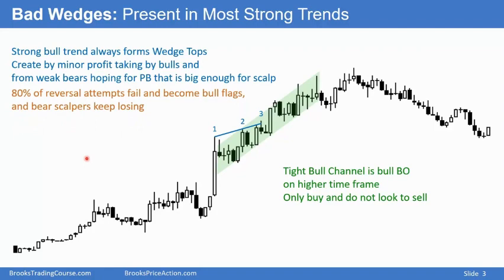Remember my 80% rule. If you're in a strong bull trend, 80% of reversal attempts fail and become bull flags, and the bear scalpers keep losing money. They keep selling. They sell a failed breakout. They sell a final flag reversal. They sell a wedge top, another wedge top, another wedge top, another wedge top, and they keep losing money.